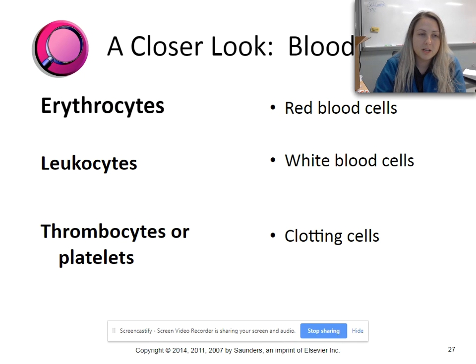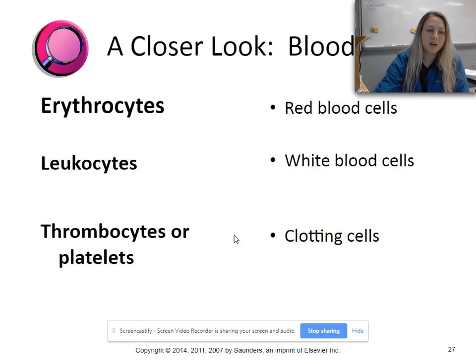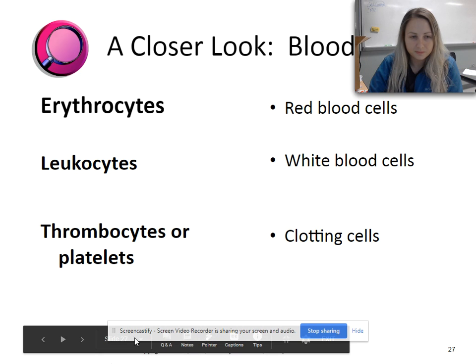So some more terminology. Erythrocytes, we talked about this a bit. Red blood cells. Erythro means red. Leukocytes are white blood cells. Those are immune cells. Leuko means white. Cyte means cell. All right, so thrombocytes, these are clotting cells. These are things that stick together, help form clots or scabs. Okay, also known as platelets.